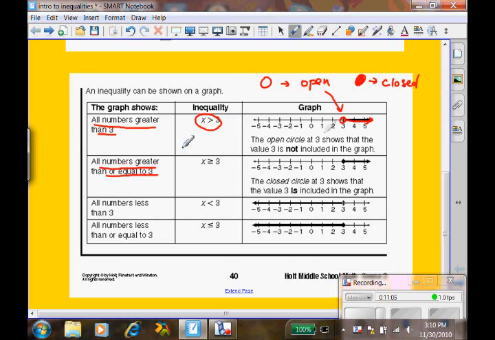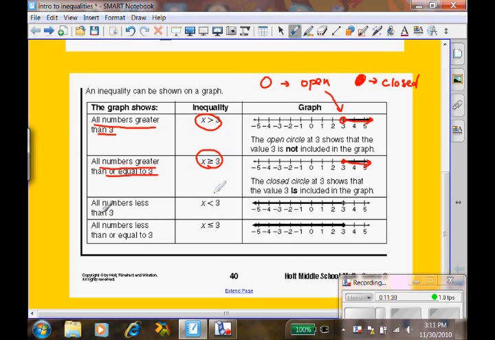So the only way I change that is, instead of using an open circle, I use a closed circle to say, okay, well 3 is part of my answer set. It's called a solution. So 3 is a solution, so I'm just going to fill that in. And then all the numbers that are bigger than 3, greater than or equal to 3, are to the right.